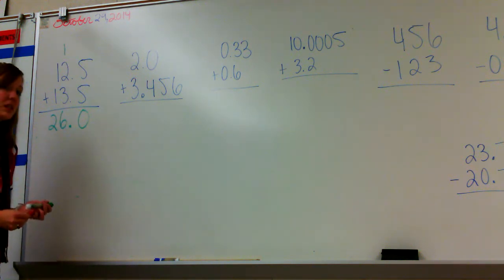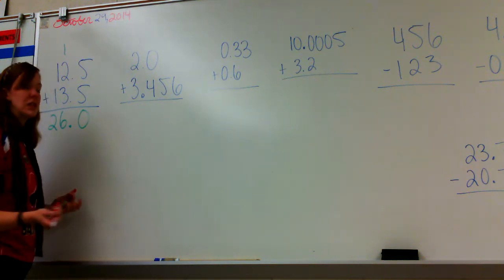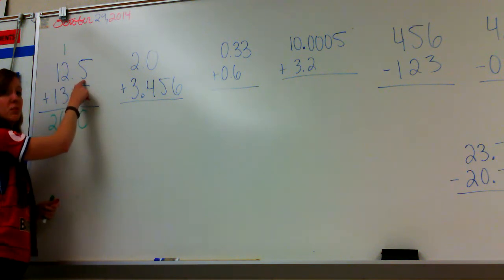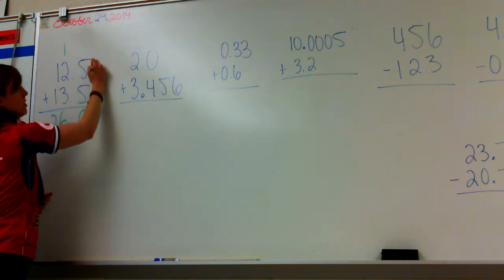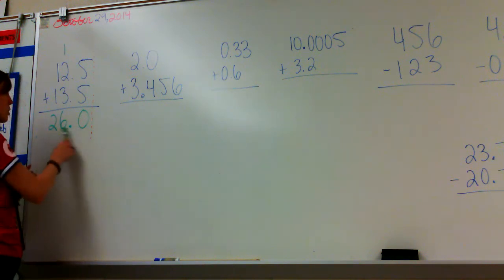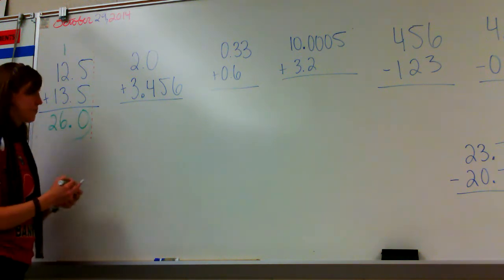Now I'm going to need to decide, do I round up, do I round down, how many significant digits? This goes all the way to the tenths place, and this is the tenths place. So I can draw my little dotted line here, and actually 26.0 is already the perfect answer.